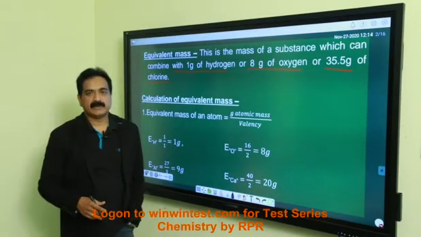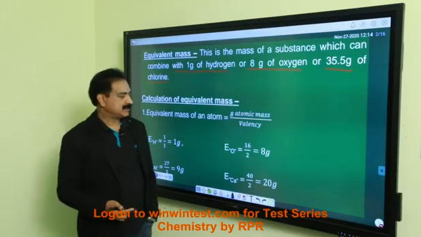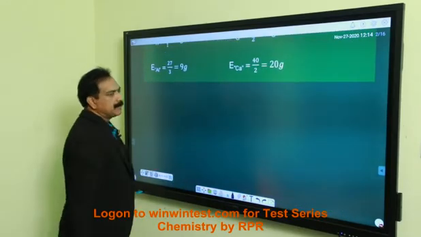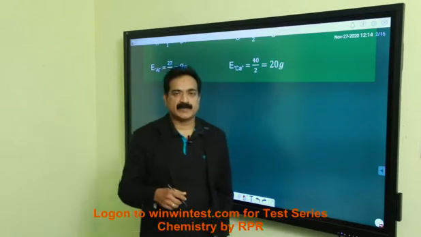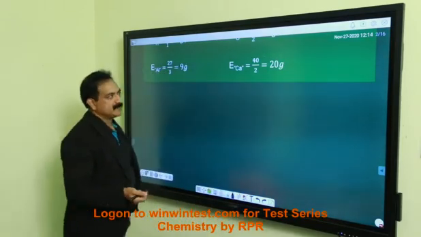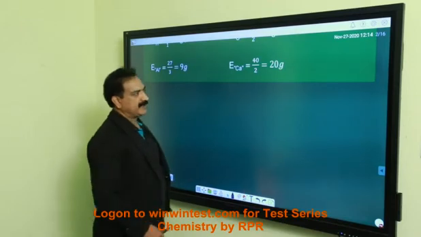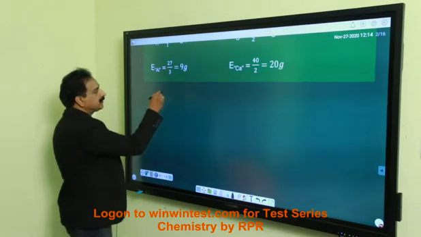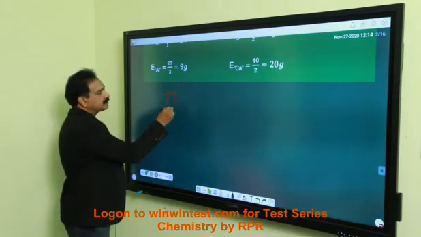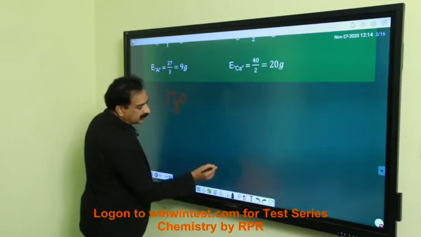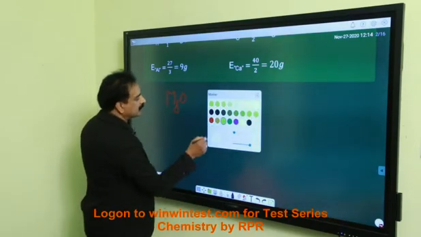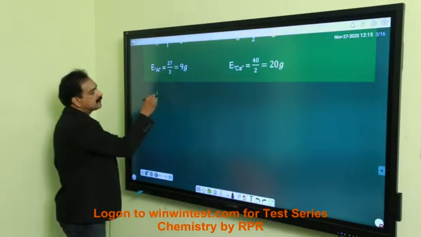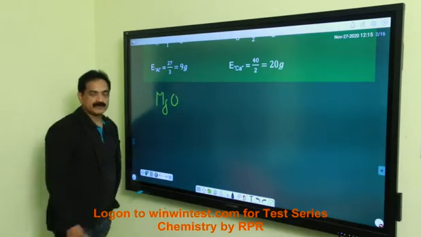You can easily calculate equivalent mass, but let us define it first. Like I told you, this is the mass of a substance which can combine with either 8 grams of oxygen, or 35.5 grams of chlorine, or 1 gram of hydrogen. So look at the formula of magnesium oxide, MgO.